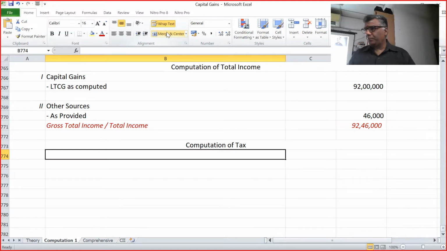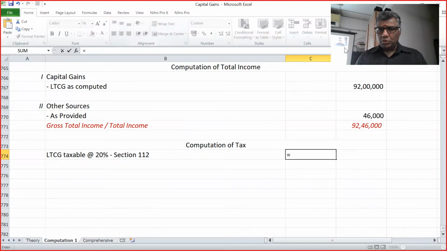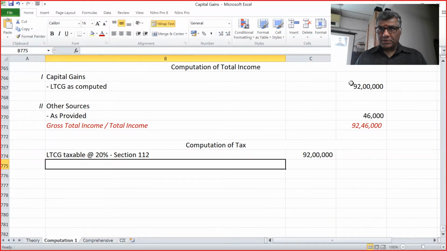Okay. LTCG taxable at 20%, section 112, comes to 92 lakhs.